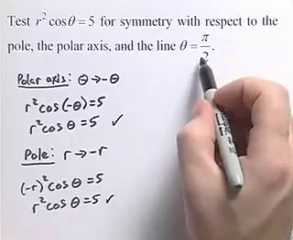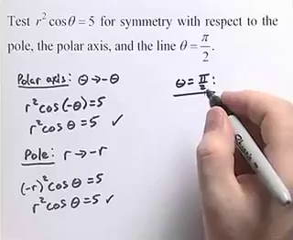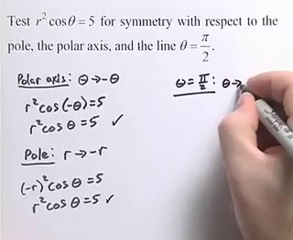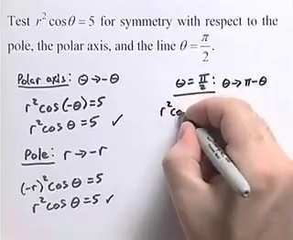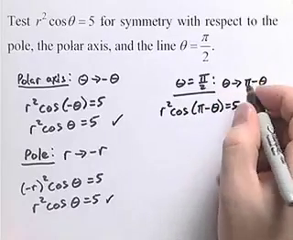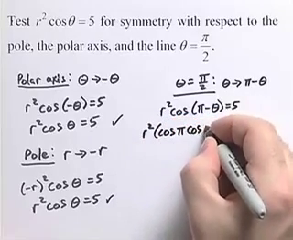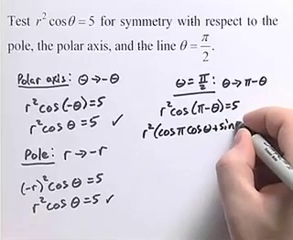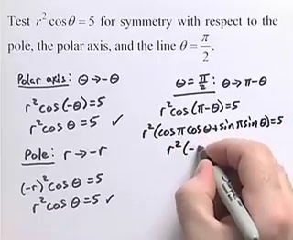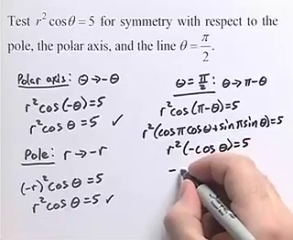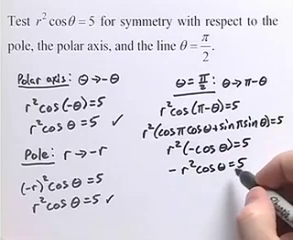Third symmetry we need to check for is symmetry around the line theta equals pi over 2. To check for this symmetry, we're going to replace theta with pi minus theta and see if we get the same result. So we're going to have r squared times the cosine of pi minus theta equals 5. That's going to be r squared times the cosine of pi times the cosine of theta plus the sine of pi times the sine of theta is equal to 5. We'll get r squared times negative cosine theta is equal to 5, or negative r squared cosine theta is equal to 5. This is not the same equation that we started with, so this fails our test.